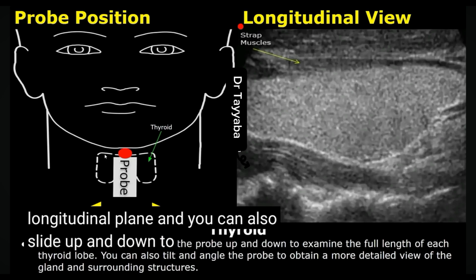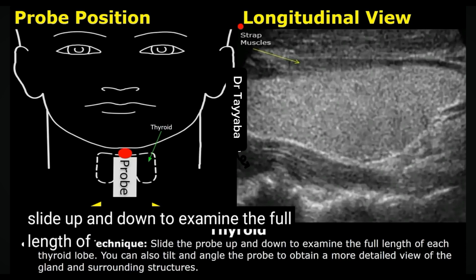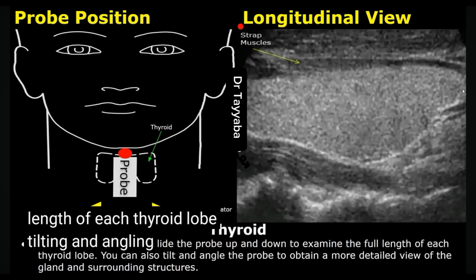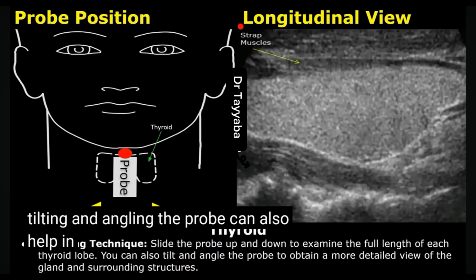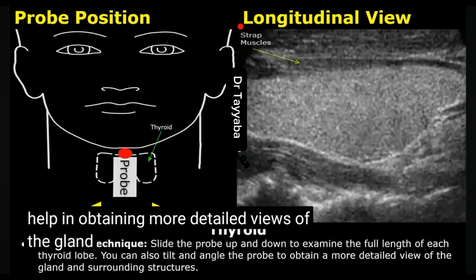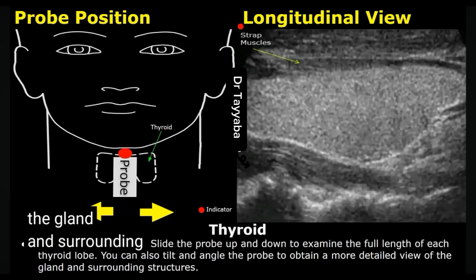Slide left and right to examine each thyroid lobe individually in longitudinal plane, and you can also slide up and down to examine the length of each thyroid lobe. Tilting and angling the probe can also help in obtaining more detailed views of the gland and surrounding structures.